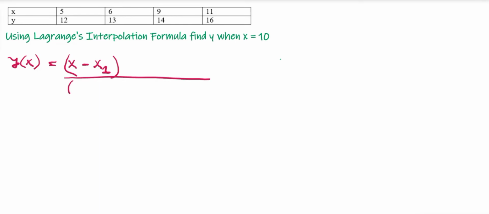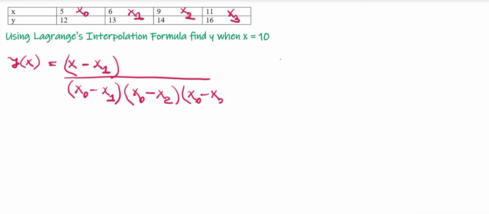As we are taking x naught, in the denominator all these terms will start from x naught, that is x0 minus x1. You can label it like this, that this is your x0, x1, x2 and x3. Then x0 minus x2, x0 minus x3, and here it will be y naught, and in the numerator it will be x minus x1, then x minus x2, x minus x3. But nowhere will you take the term x naught in the numerator.